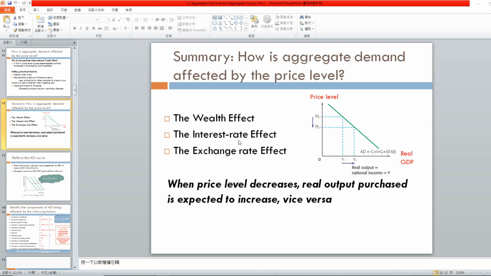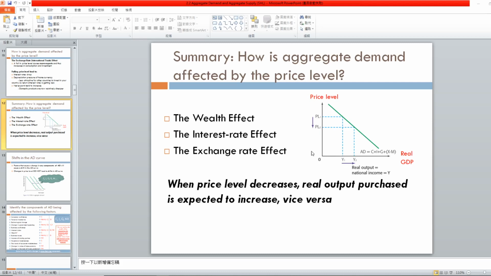And the second one is about interest rate. If you have more wealth, you are more able to save your money in the bank, so the bank has more reserve to lend out money. So the interest rate is going to get lower. When the interest rate is getting lower, it is very good for consumption and investment, right? Which makes the real output go up again.